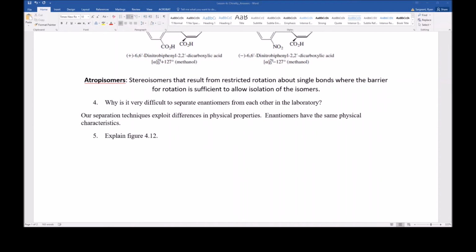Now, if you dutifully wrote down this answer in your lesson, you're going to be mad because this answer is incomplete. Occasionally, our separation techniques will exploit chemical properties as well. And so enantiomers don't just have the same physical properties, they have the same physical and chemical properties or characteristics. And this means that they will react chemically the same way.